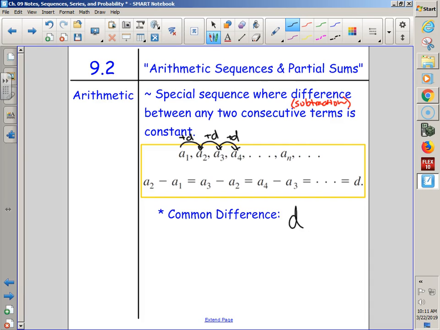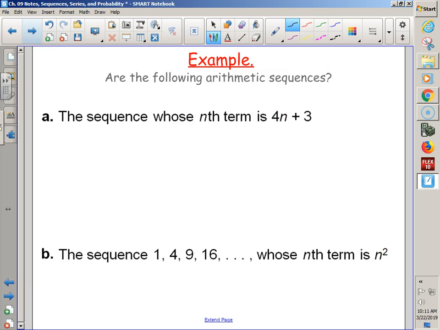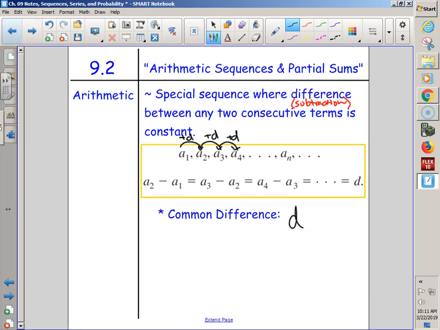But let me give you a quick example. Do I have some good ones on the next page already? Kind of, sort of. What if I was to give you something like 20, 15, 10, 5, 0? Is it arithmetic, yes or no? Yes, because 15 minus 20 is negative 5. 10 minus 15 is negative 5. 5 minus 10 is negative 5. 0 minus, okay, get the point.